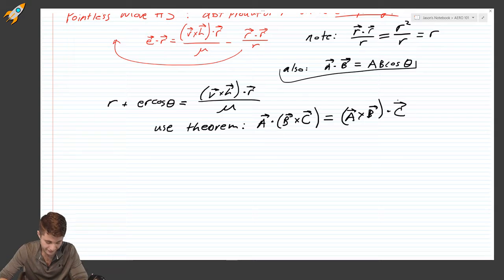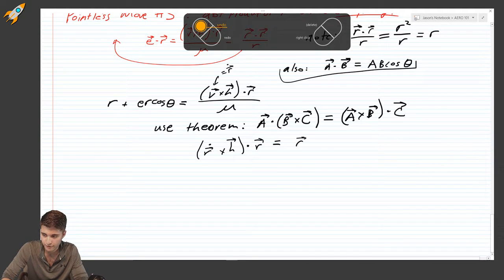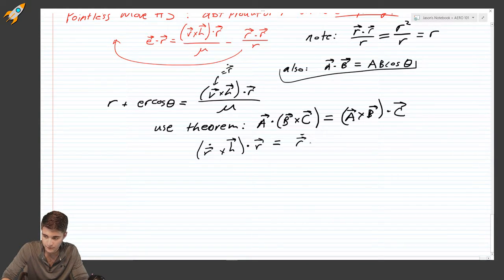All right, so now we've got this then, right? And remember V right there, it's equal to R dot in that notation. So we've got this then. R dot cross angular momentum dot R is actually just equal to R dot vector dotted with... what did I do here?